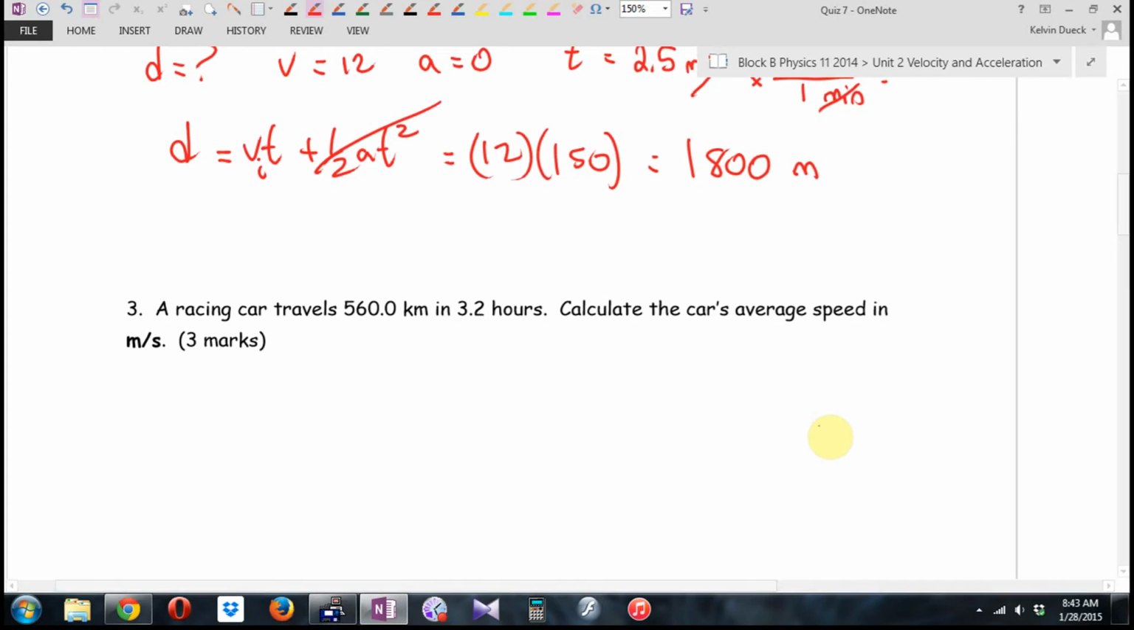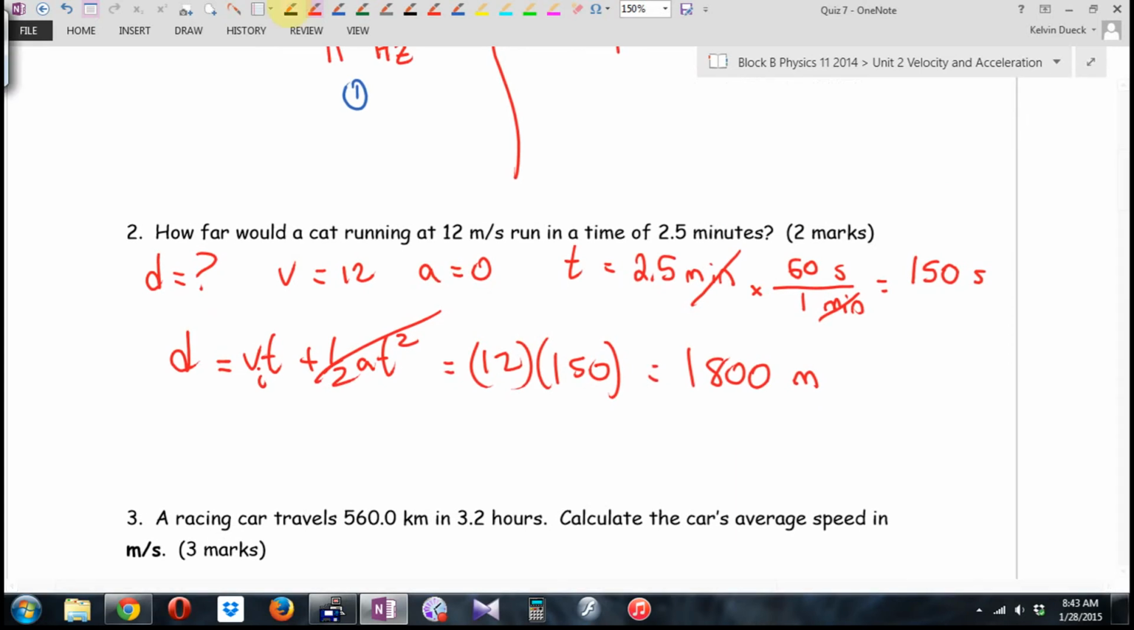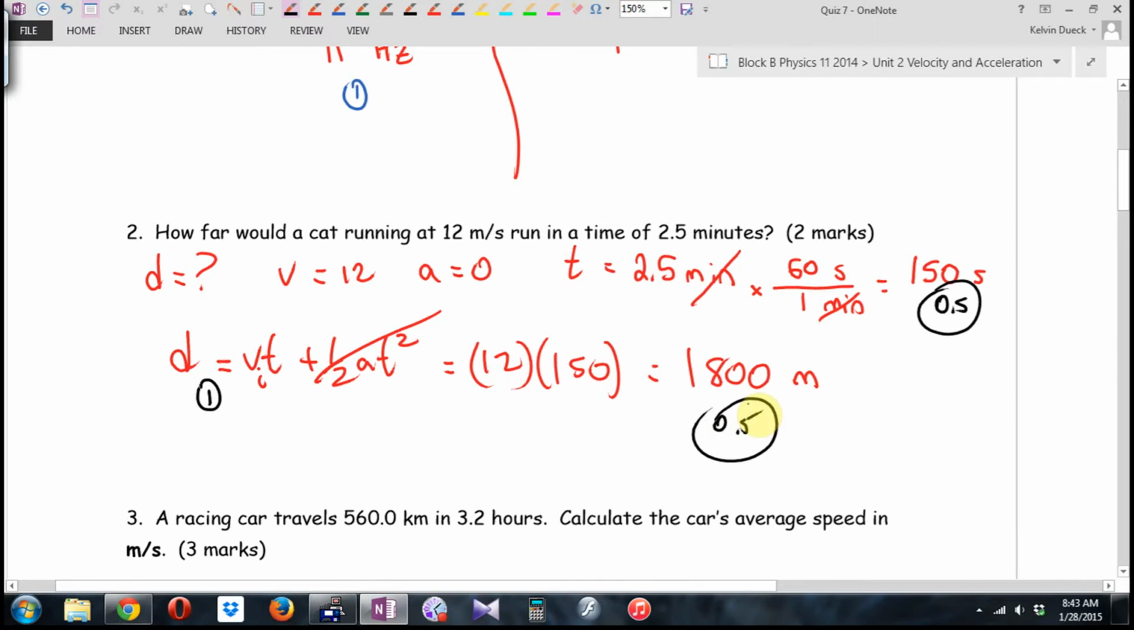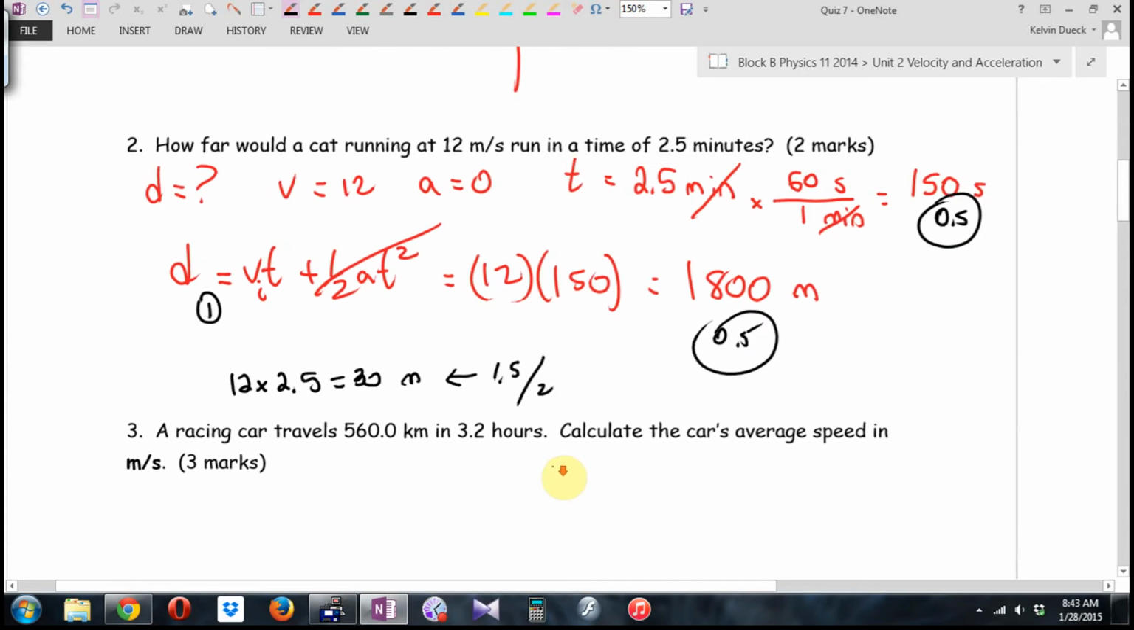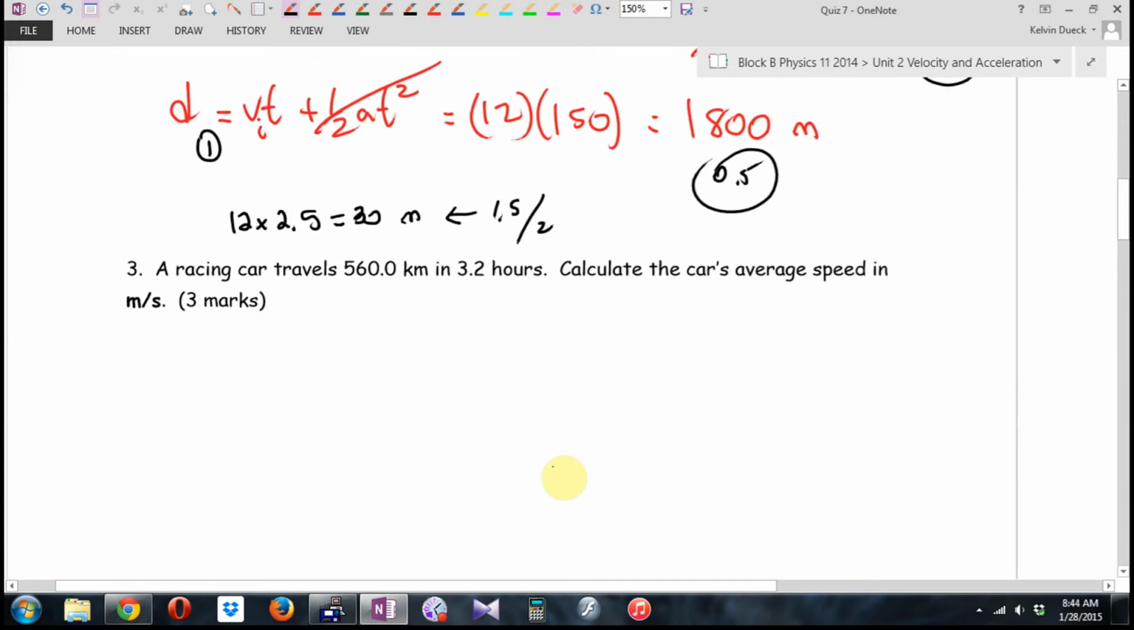Part marks, Mr. Dueck. If you got the right answer, obviously 2 out of 2. Otherwise, I'd probably give you 1 mark if I saw D equals VT. I'd probably give you 0.5 for doing the conversion and 0.5 for the answer. If you missed the conversion, if you went 12 times 2.5 and got 30, and you said that was 30 meters, I would probably give you, I don't know, 1.5 out of 2, and I'd say, for Pete's sakes, read units properly. Is 12 times 2.5 30? I think it is.